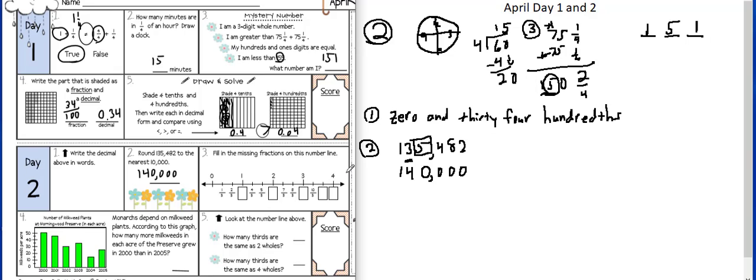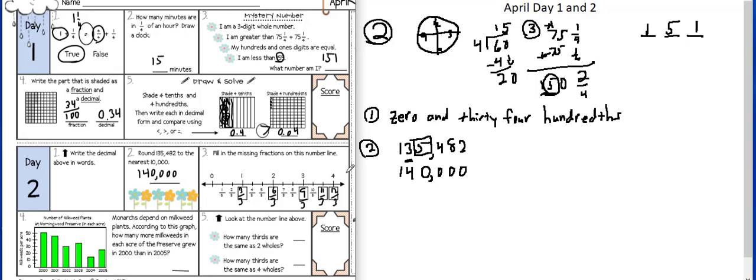All right, number 3, fill in the missing fractions on the number line. Okay, 1/3, 2/3, so this would be 3/3, 4/3, 5/3, 6/3, 7/3, 8/3, 9/3, 10/3, 11/3, and 12/3. And notice here, just real quick, because this is the one we're most familiar with, 3/3 is equal to 1. So that should help us there. 6/3 equals 2, 9/3 equals 3, and 12/3 equals 4.